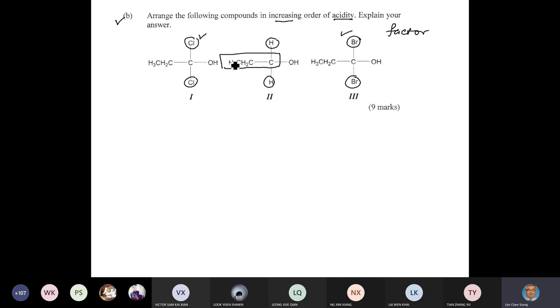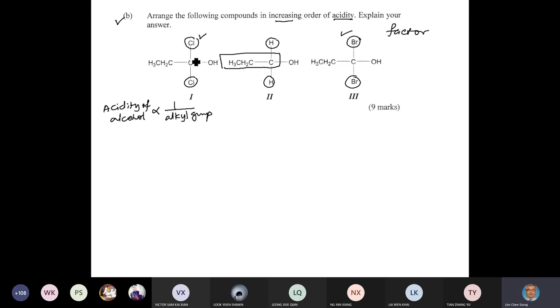Okay, so I summarize it in a simple way. The acidity of alcohol must be inversely proportional to the alkyl group. Do you understand? If the compound is attached with the alkyl group, especially, the acidity will be considered very, very low. You get my meaning or not?